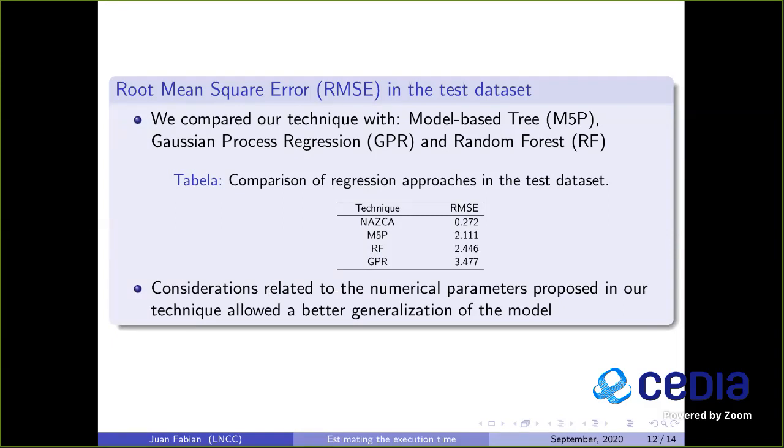Finally, we compare our technique with 3 well-known regression techniques: model-based tree, Gaussian process regression, and random forest. Nazca gets the smallest error, and we can see the considerations of the numerical parameters in the building of the tree. What's a good choice?